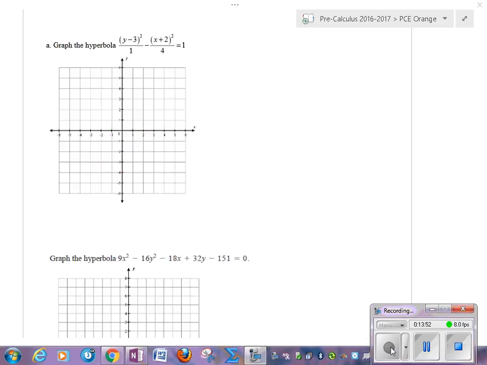All right, what do you notice about the next one? Okay, well, what you should notice is the fact that it's not centered at the origin anymore. Where is this hyperbola centered?